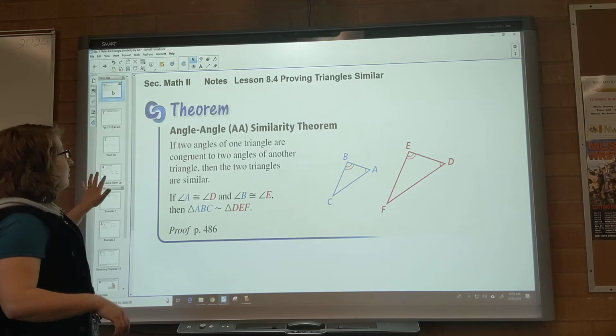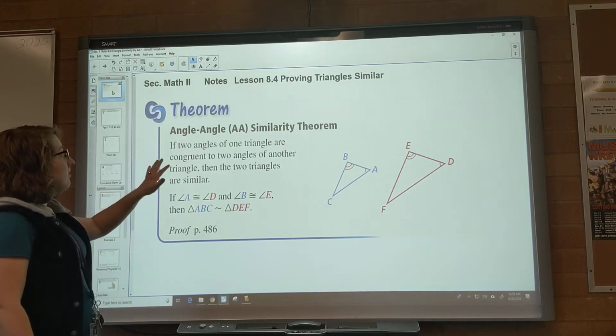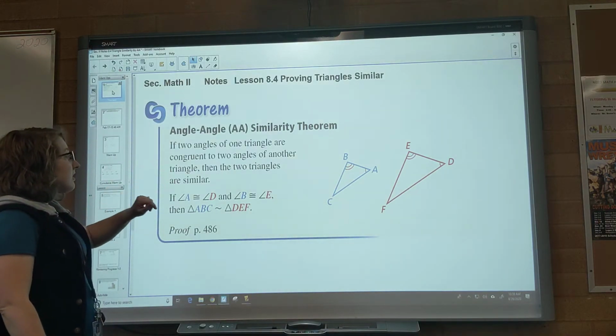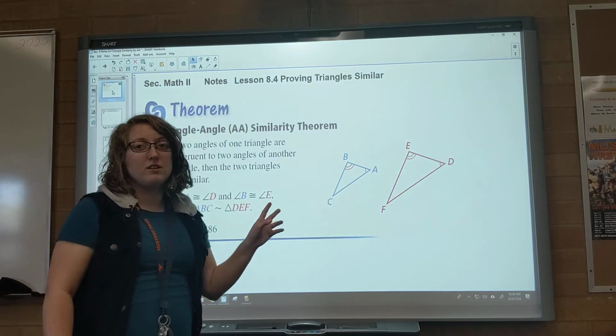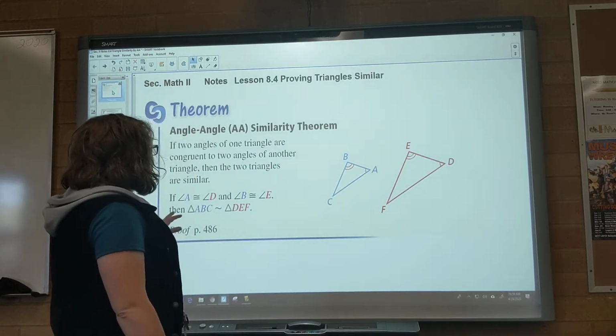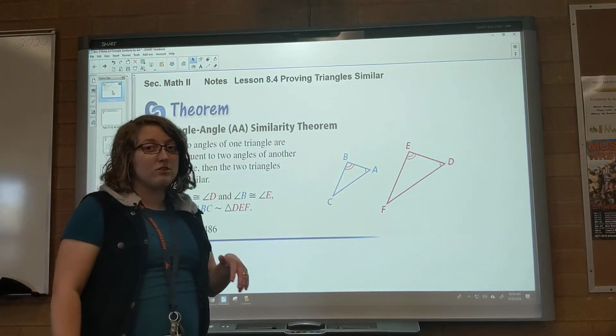Okay, so this is just from the book. It's talking about the angle similarity theorem. What this is saying is that if there are two angles in one triangle that are congruent with two angles in another triangle, then you can say that the two triangles are similar.